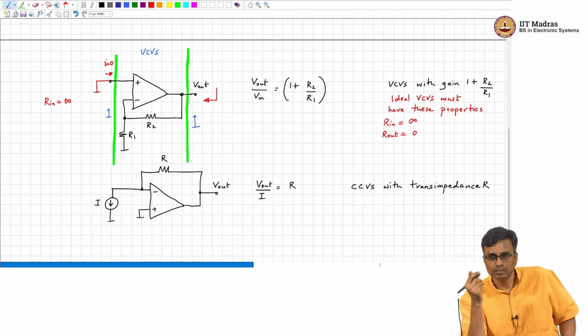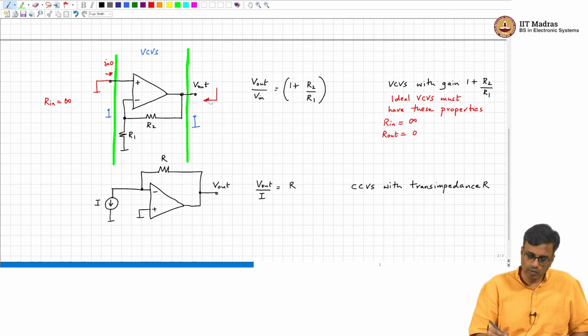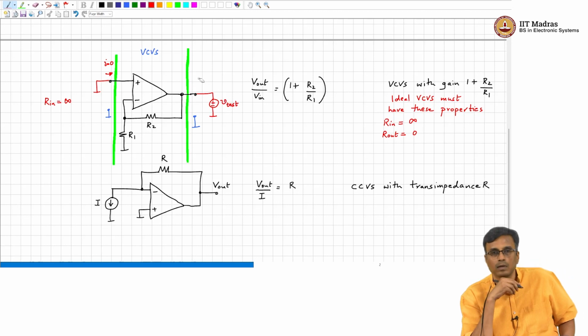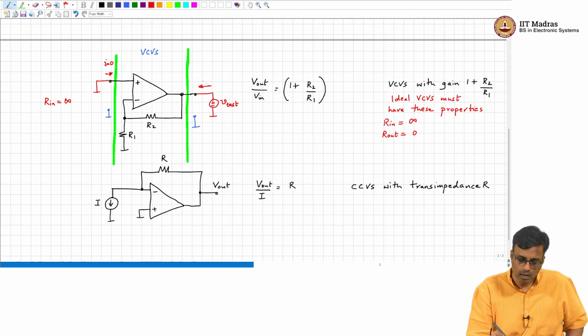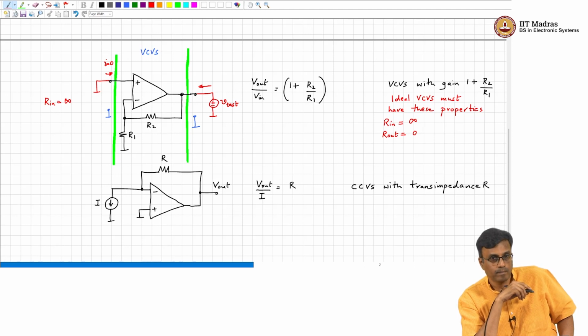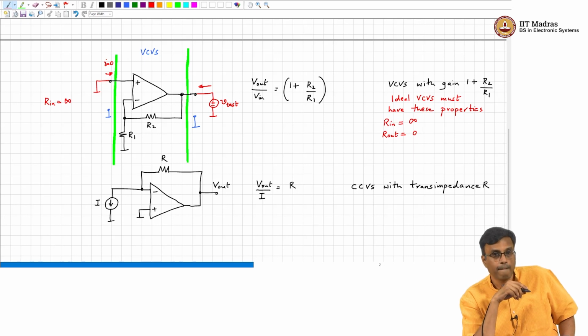So, what do you think we can do to find the resistance looking in? Apply V test. Okay, so what happens then? One idea is to apply V test, and what happens? Measure the current. So, what is the current flowing here? V test by? Why? Okay.